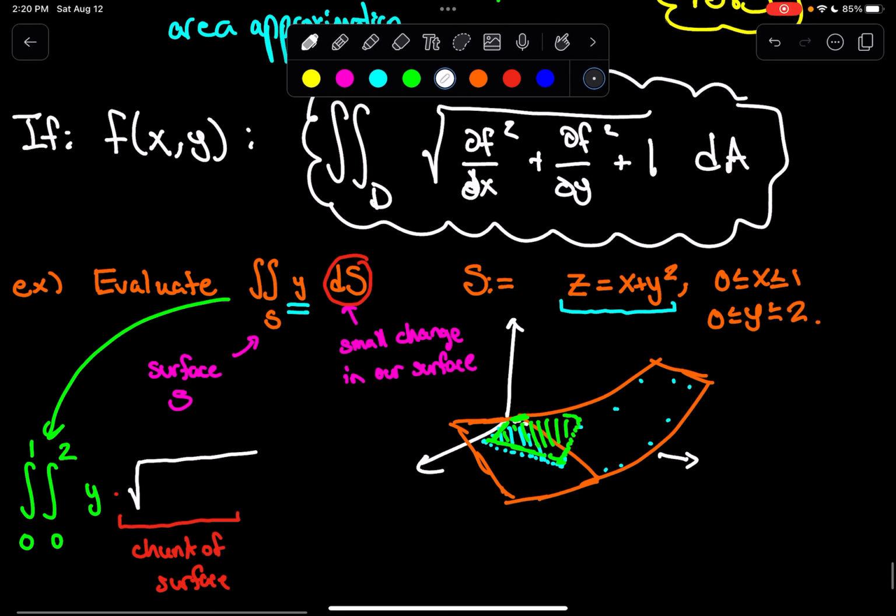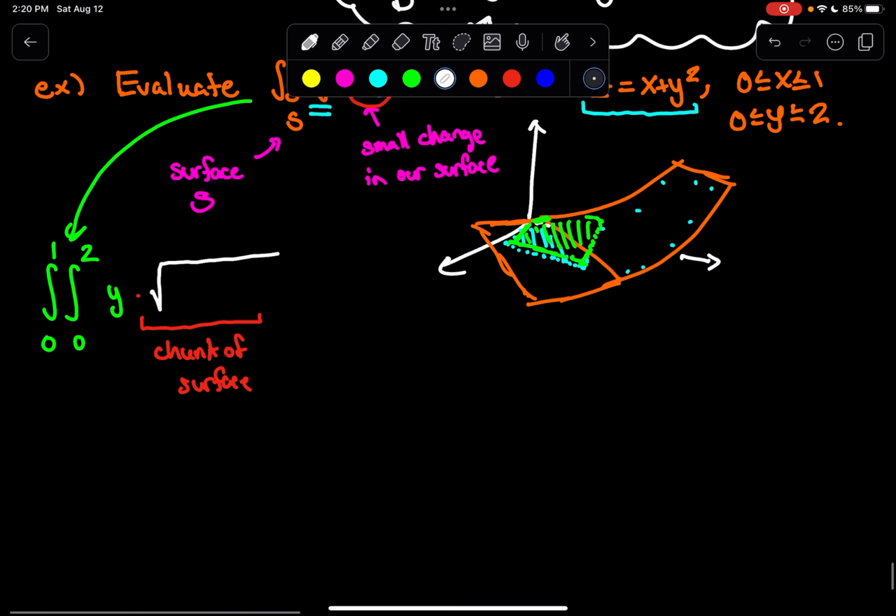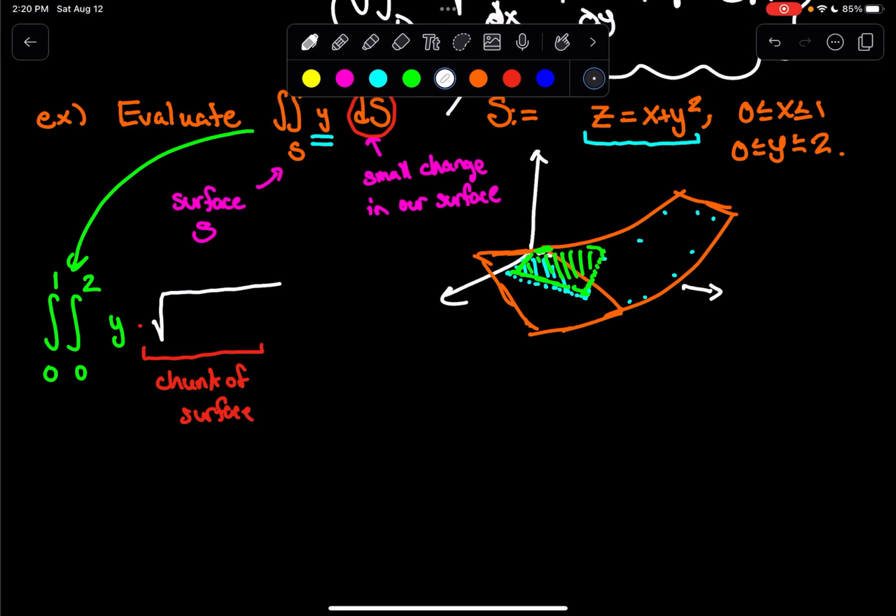So according to this formula up here, what we need is our partial with respect to x, which appears to be 1. So this is going to be 1 squared. Then we need the partial with respect to y. That's going to be (2y) quantity squared. And then plus 1. And then we have a dA on the outside. So again, this all comes from the surface integral formula that we came up with before. The stuff in white is basically our small surface area. y is going to be our function.